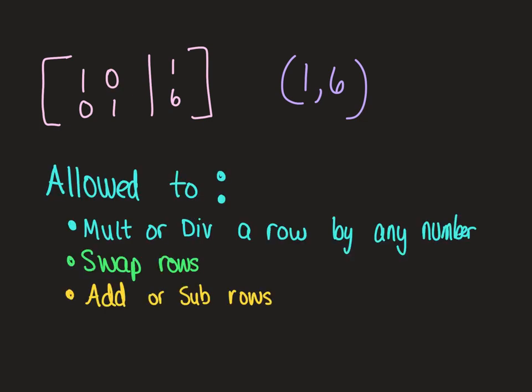There are three things that you're allowed to do in order to get to our goal of 1, 0, 0, 1 with some numbers. You're allowed to multiply or divide a row by any number. So I can multiply an entire row by 2. I can divide an entire row by 3. I can multiply a row by -4. I'm allowed to swap rows, so I can make row 1 and row 2 change places. I'm also allowed to add or subtract rows. Okay, multiply by any number, swap them, or add and subtract.